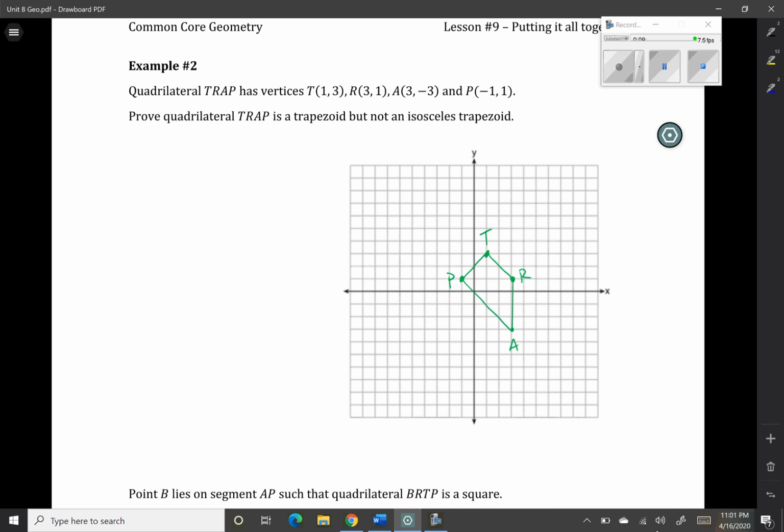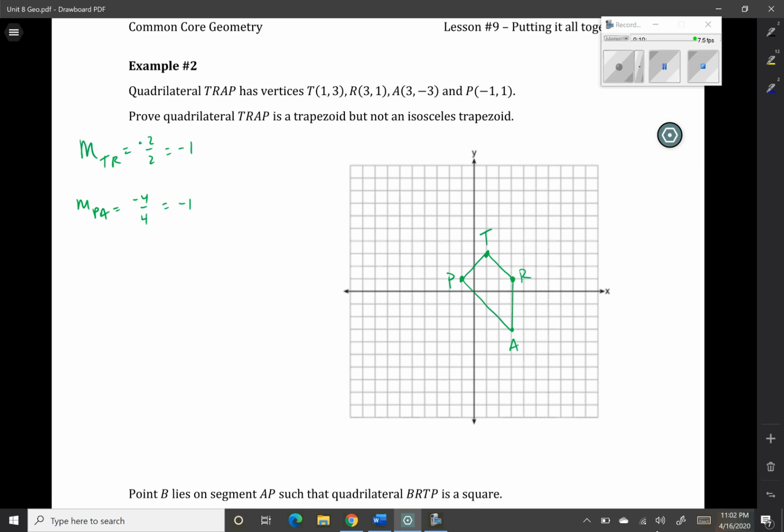So if I was to say that this is a trapezoid, what sides look parallel? TR and PA look parallel. So I'm going to find their slopes first, and hopefully I have the right guess here. The slope of TR, it's a negative sloped line. It goes down 2 to the right 2. Negative 2 over 2, which reduces to negative 1. The slope of PA, that's going to be down 4 to the right 4, negative 4 over 4. So I don't know why I wrote 2 there. Negative 4 over 4, so negative 1.